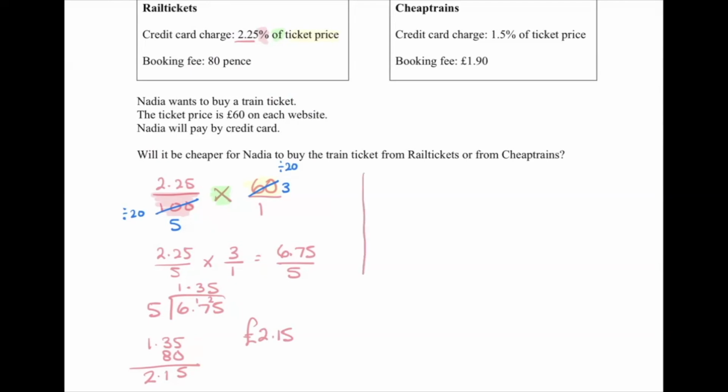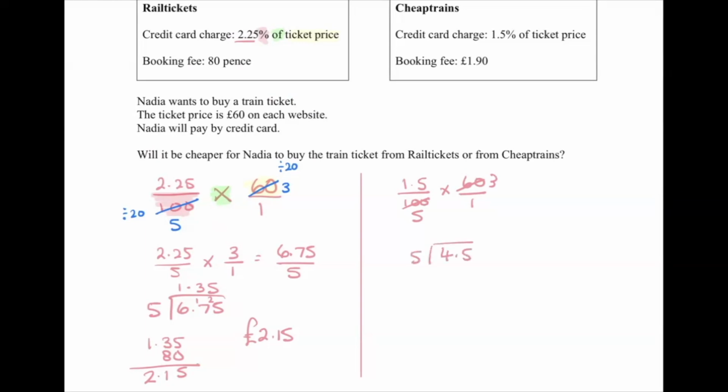Now we're going to do cheap trains. They're charging 1.5% of ticket price. So here we go again. 1.5 over 100 times 60. Put it over 1. Cancel it through. 3 1.5s is 4.5. And we're going to divide that by 5.